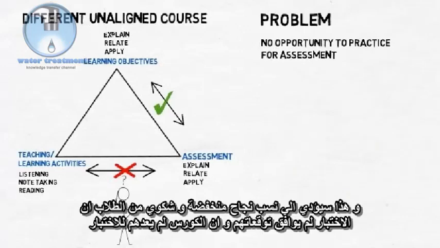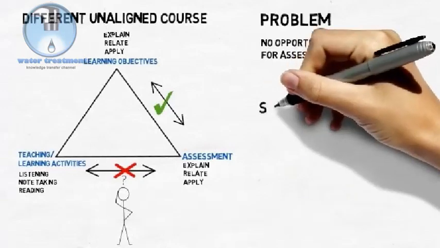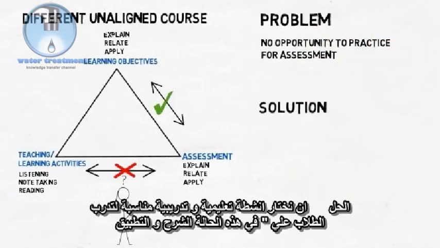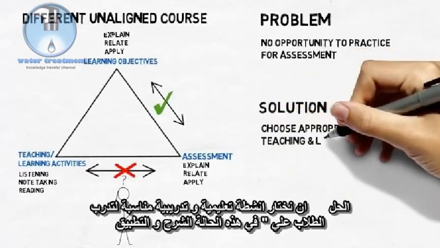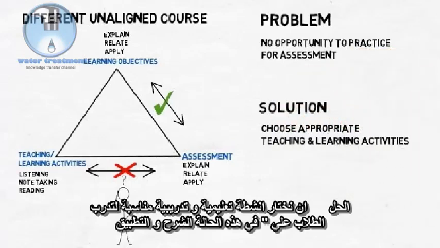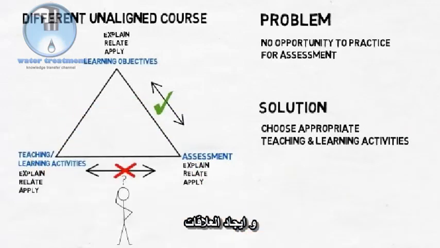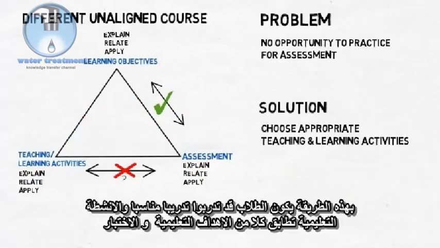This may lead to low pass rates and complaints from students saying that the assessment didn't meet their expectations and that the course didn't prepare them for it. The solution lies in choosing appropriate teaching and learning activities that will train the students to, in this case, explain, relate, and apply. This way, students are properly trained and the teaching and learning activities match both the assessment and the learning objectives.